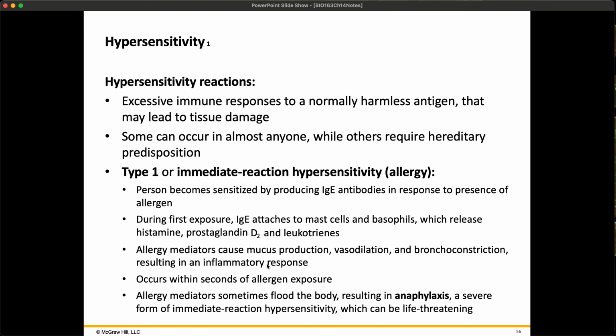Essentially, the body's trying to get that thing out of you, and so it's causing this overreaction of the inflammatory response, which actually ends up closing your airways and clogging you up. It can occur within seconds of an allergen exposure, and those mediators flood the body and can result in anaphylaxis, a severe form of immediate reaction hypersensitivity that can be life-threatening.